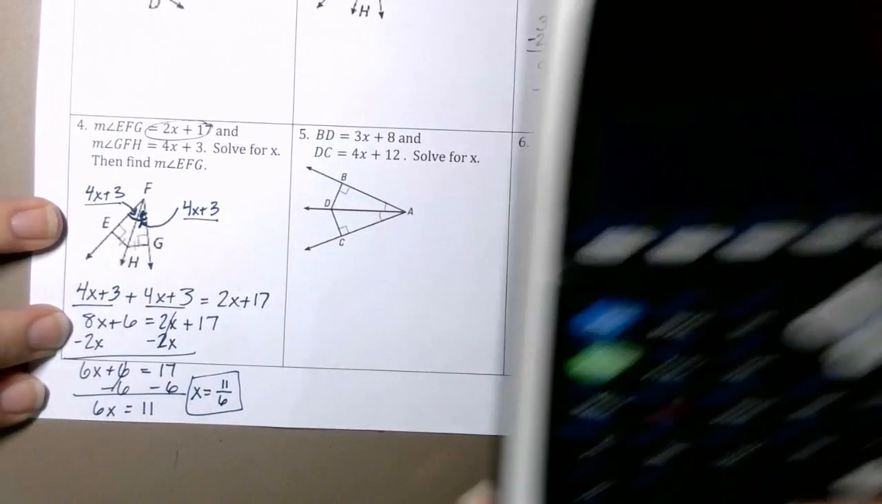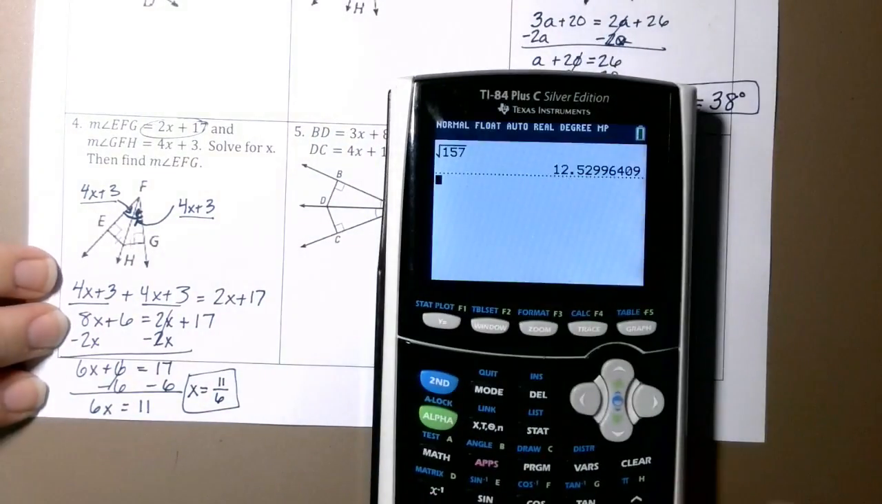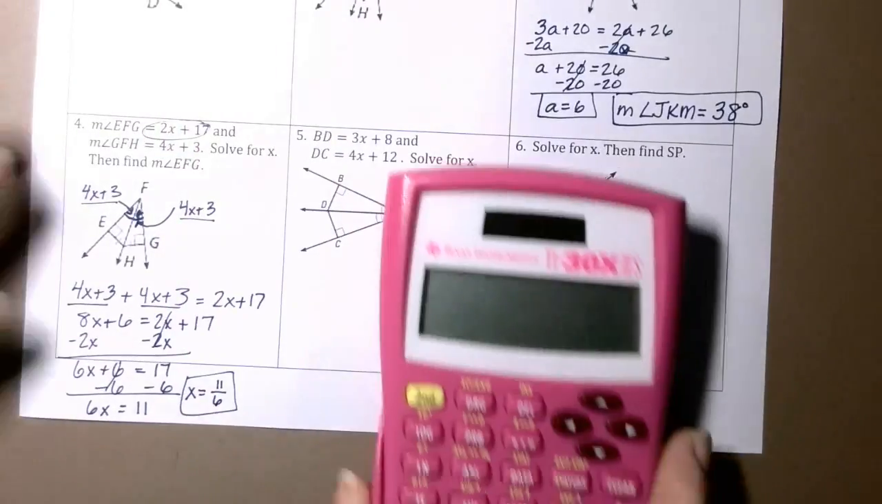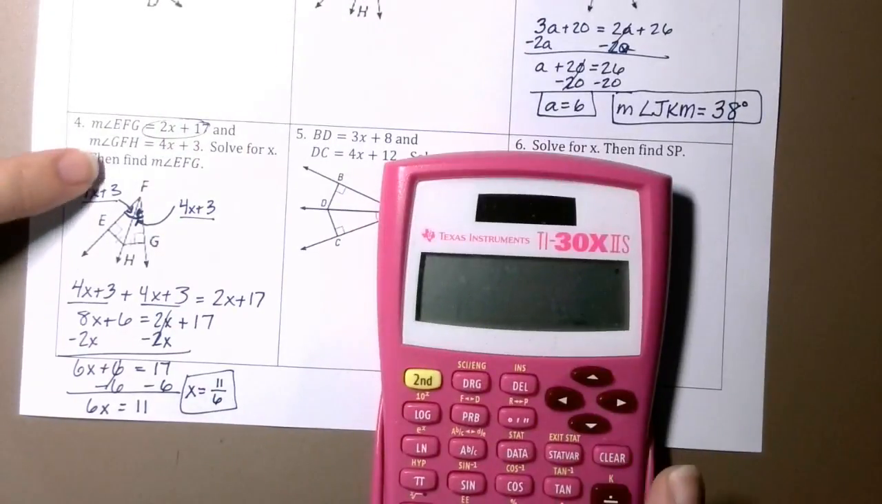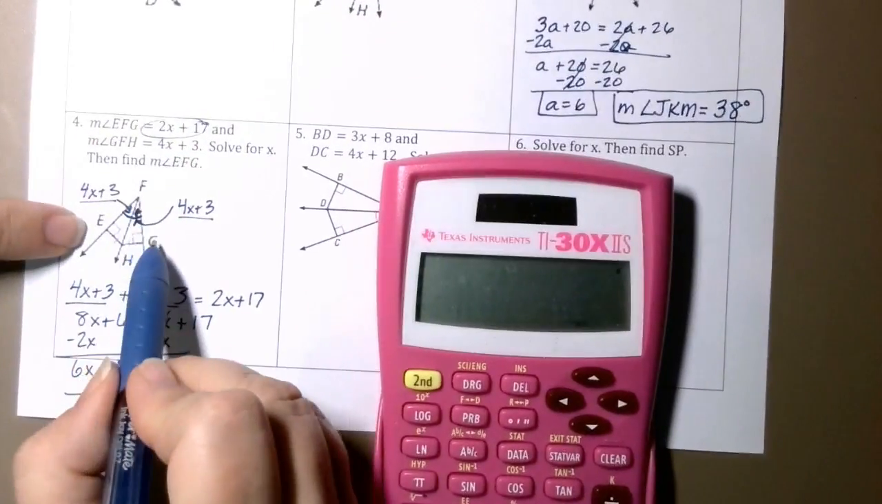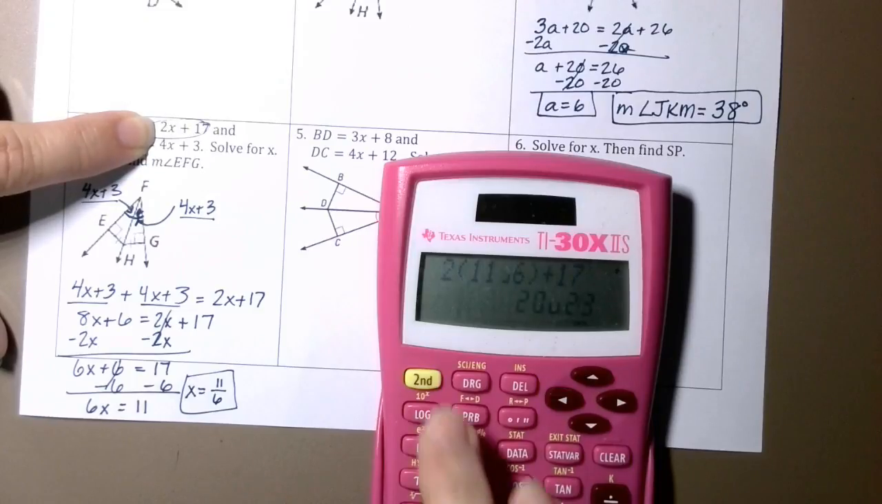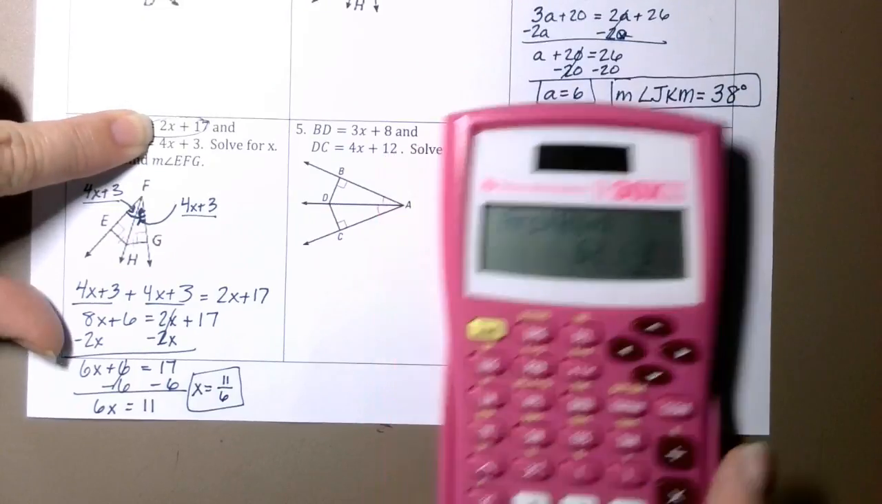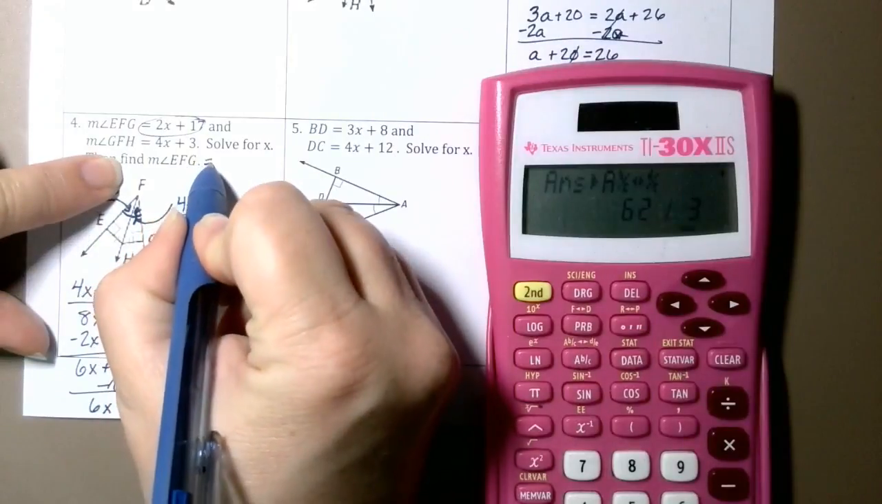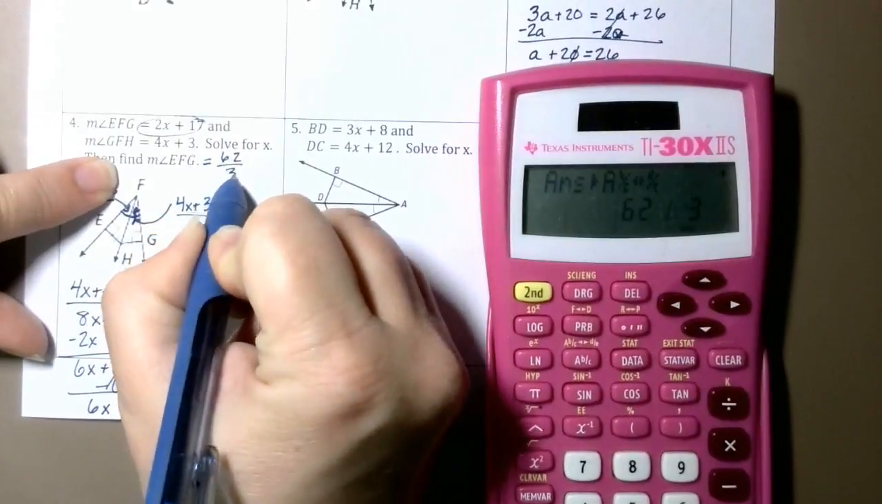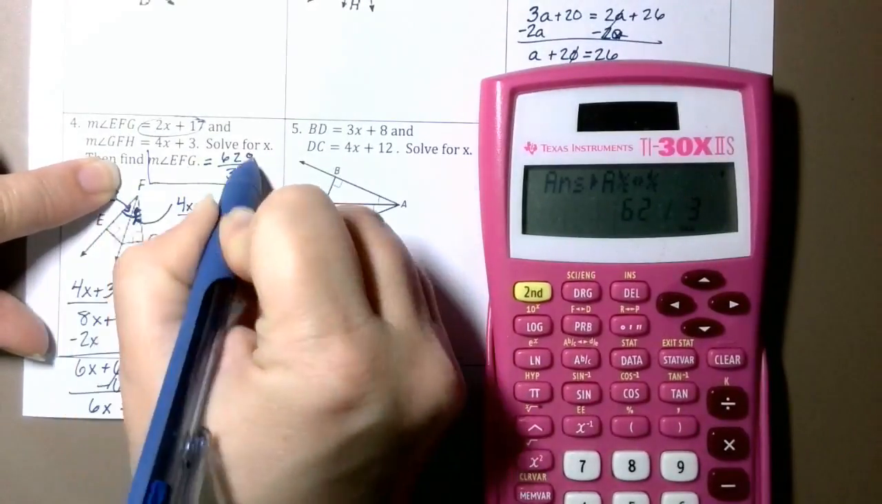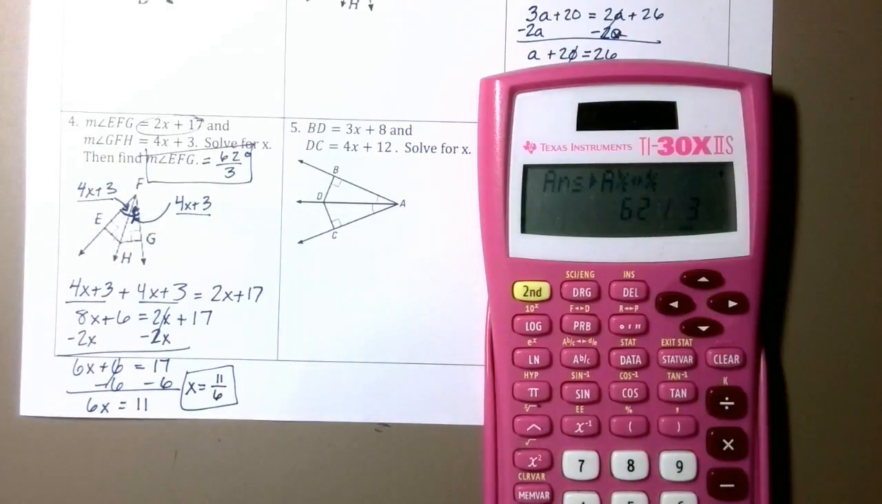Okay. So I'm going to go ahead and use my calculator to do the fractions. So EFG, that's the big one, that's 2 times 11 over 6 plus 17. Change it to an improper fraction. And EFG is 62 over 3 degrees. It's ugly, but it is what it is.